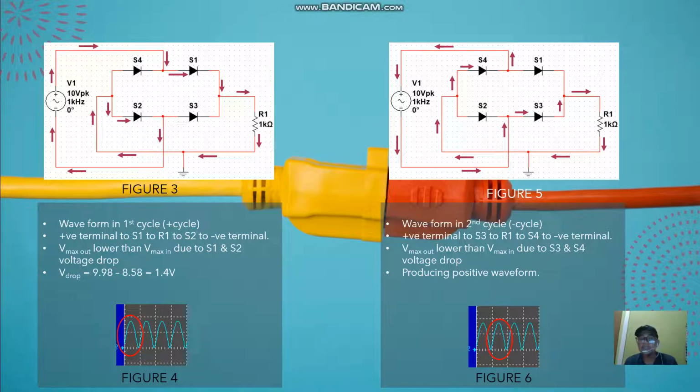Again, here we see that our voltage and current go through 2 diodes, so we deduct 2 voltage drops. Finally, as you can see in figure 6, since the connection is positive to negative, it produces a waveform with positive values on the y-axis. This explains why the full wave rectification produces a positive V max on both the positive and negative cycles repeatedly.